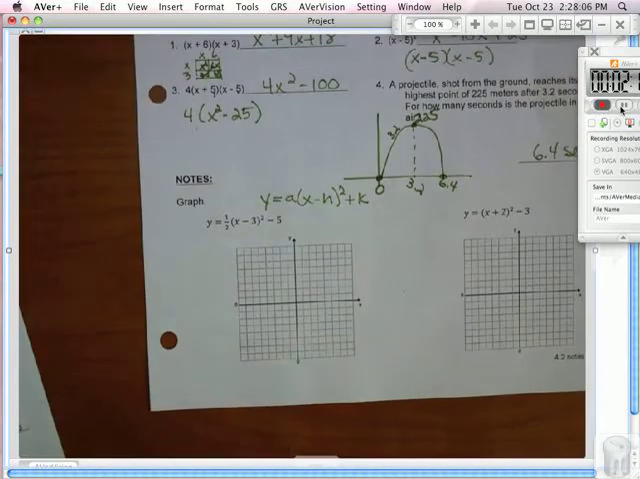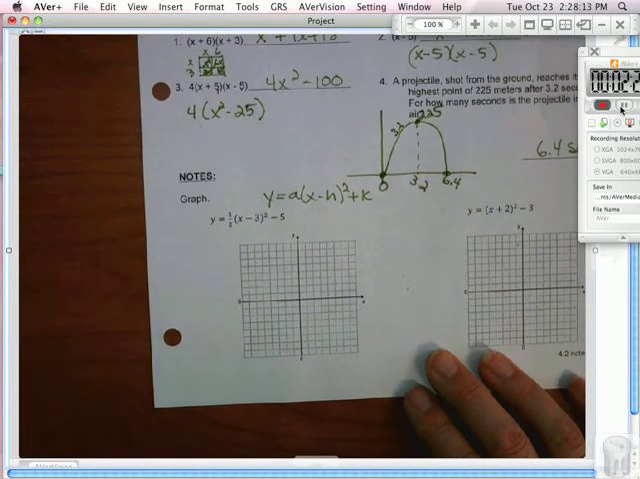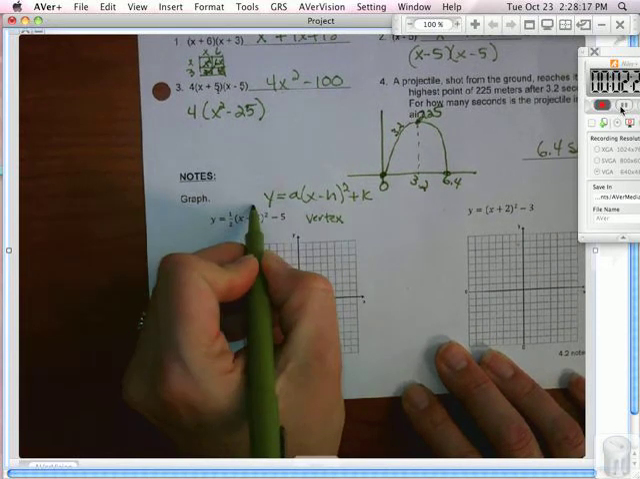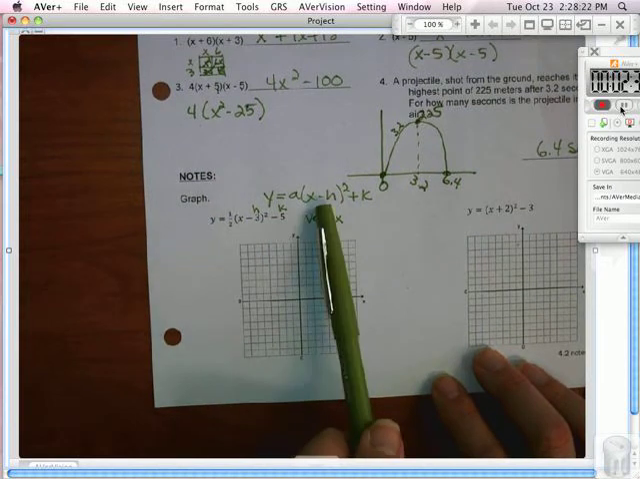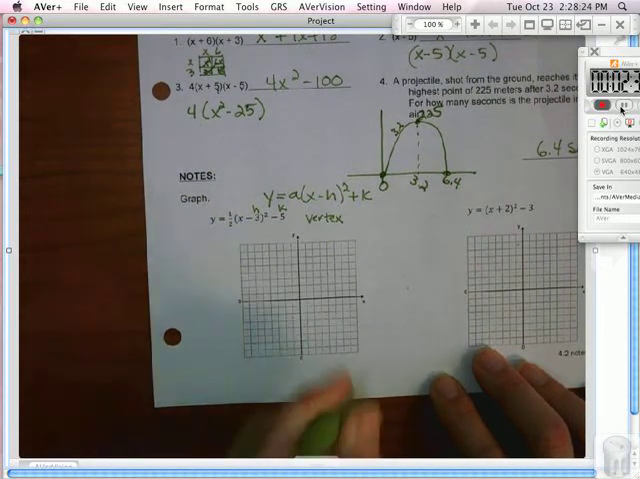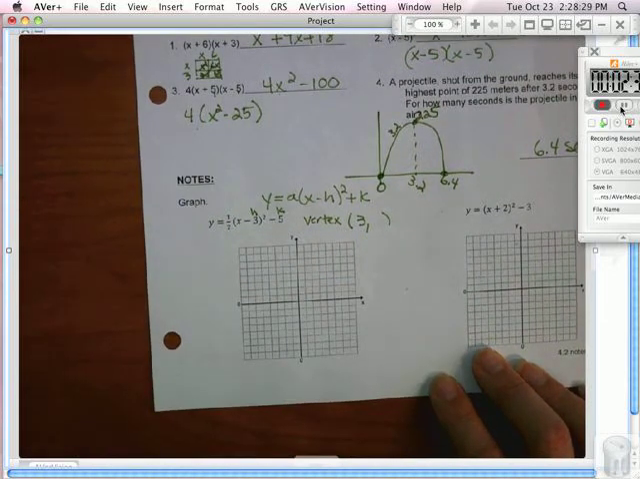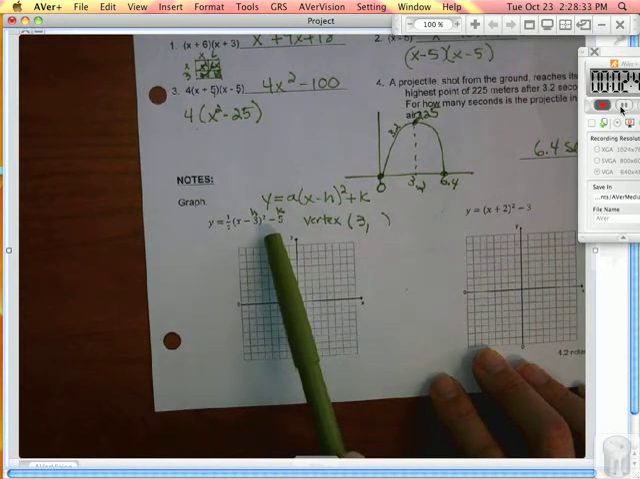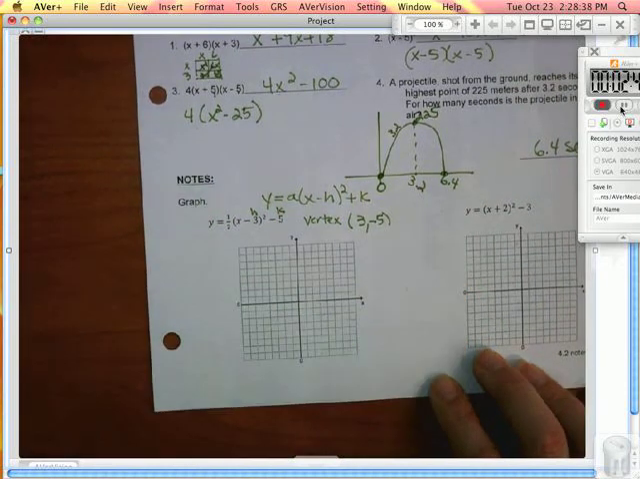This is vertex form, because I can pull HK out of there. I can pull the vertex, so I got to graph it. So the first thing I'm going to do is pull the vertex out. The vertex is HK. Now be careful. The original is a minus, this is a minus, so my H is going to be what? Positive 3. The original is a plus, this is a negative, so my K must be what? Negative 5. There's my vertex, 3, negative 5.